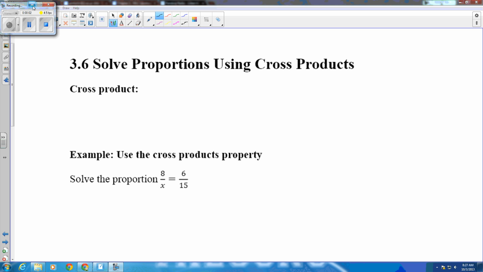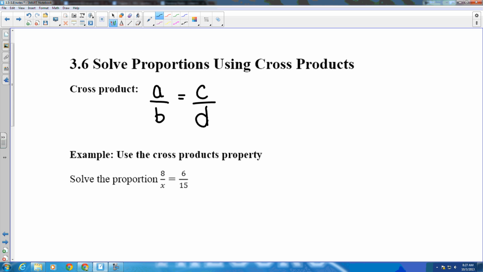Alright, today we're working on section 3.6, solving proportions using cross products. So yesterday we solved proportions when we had the variable on top by multiplying by the number that was directly underneath the variable. Today we are going to solve it using a cross product every time, and it will work with the same kind of problem we had yesterday, maybe even better.